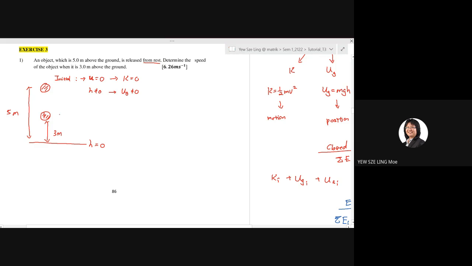And then let's look at what happens at the final state. Final state, v is a non-zero value. Therefore, it tells us our K is also a non-zero value. Now, our h is 3. It is also a non-zero value. Therefore, our UG is also a non-zero value. Okay, so now we can form equations.